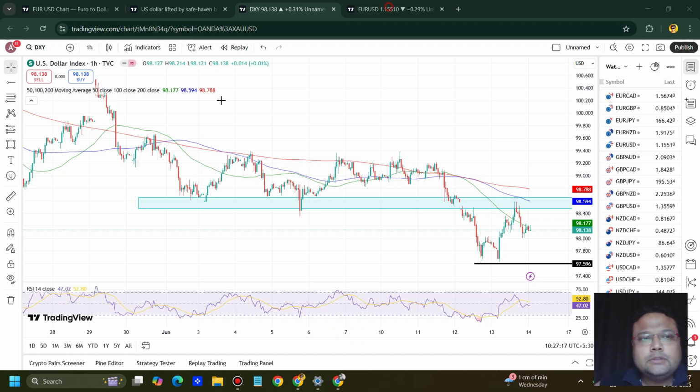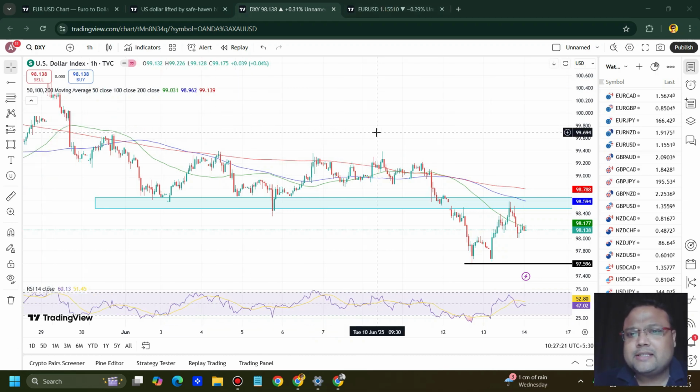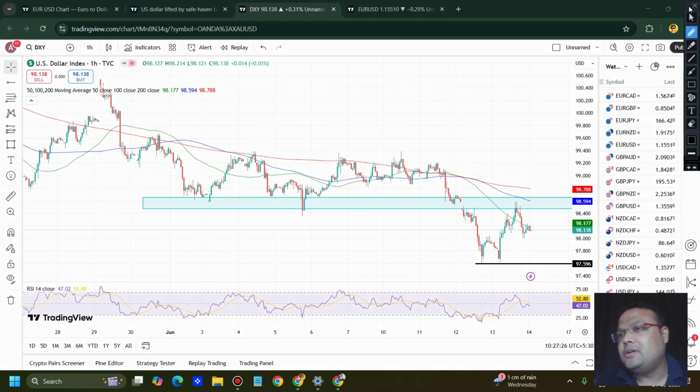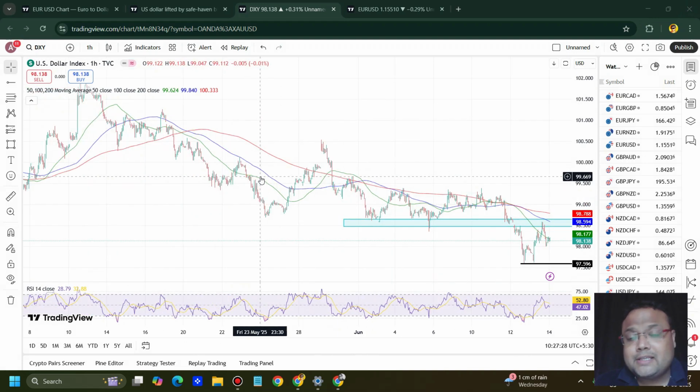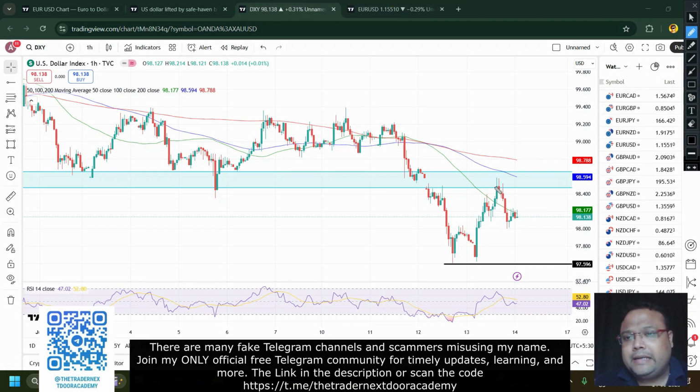So let's get started. My dear friends, this is the hourly chart of the DXY US dollar index in front of us. And as we all know, the dollar index has been under pressure for the last couple of weeks. DXY is trading below 100, which was a big surprise, but now we can see that DXY is also trying to recover. This sudden jump came because of the tension in the Middle East.